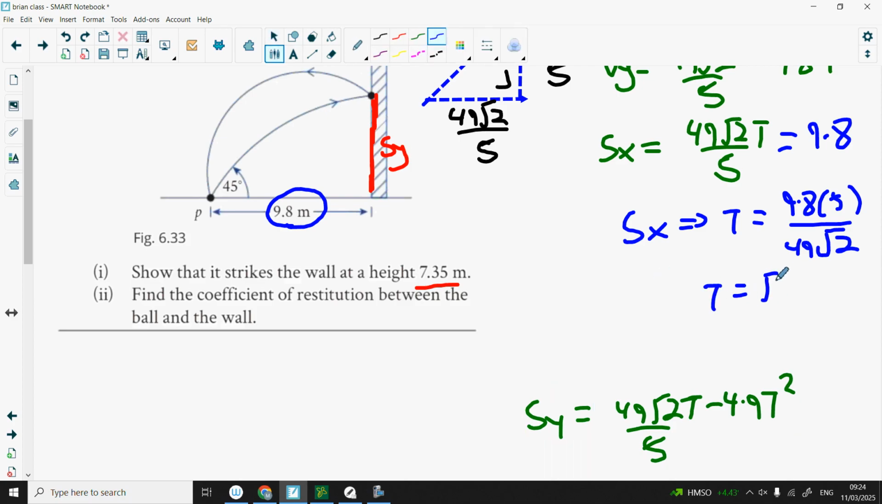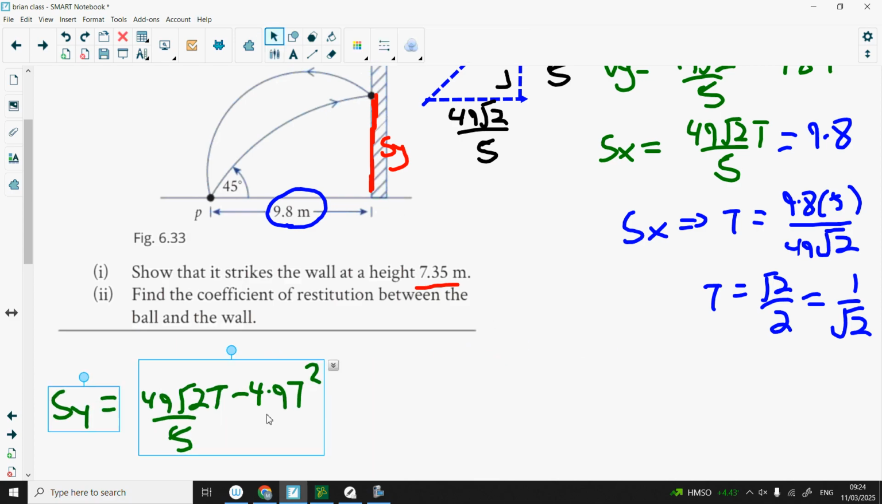For those of you who don't know, root 2 over 2 is exactly the same as 1 over root 2, whichever one you want to use. If you put them both into the calculator separately, they're the same decimal points. So we now have the time, one or the other. Doesn't really matter. Now what are we going to do with the Sy equation now?